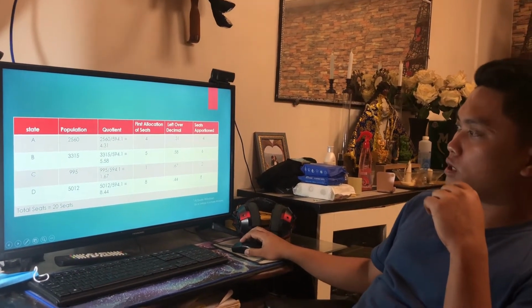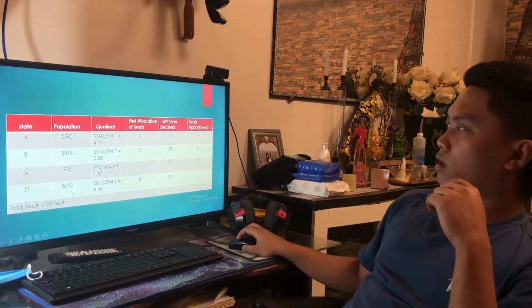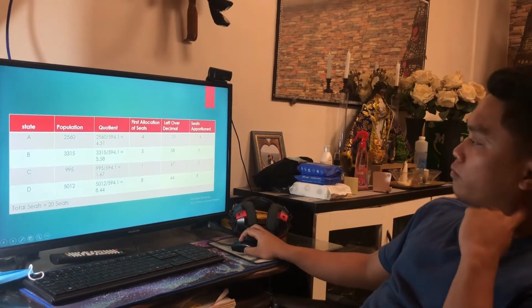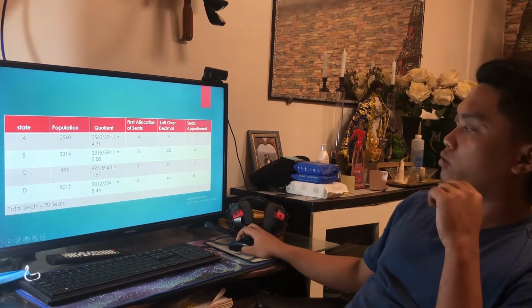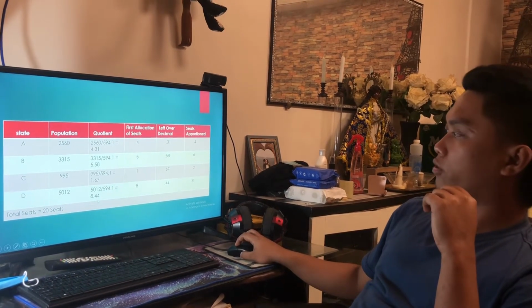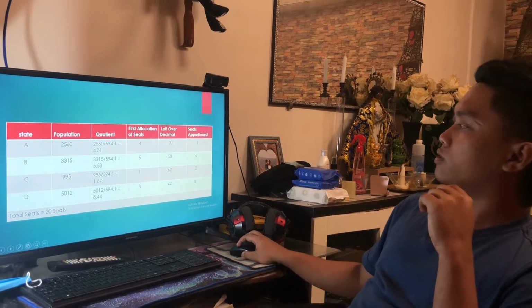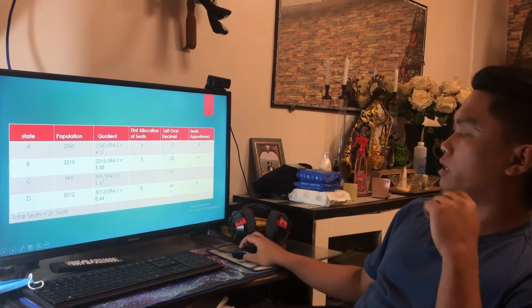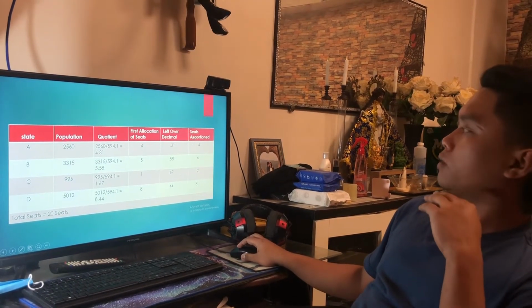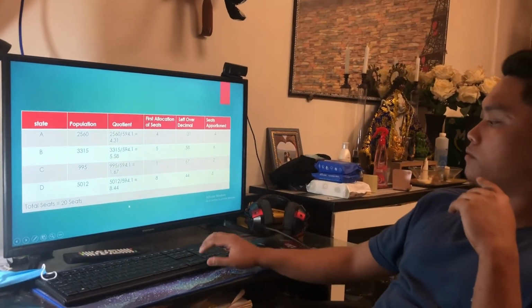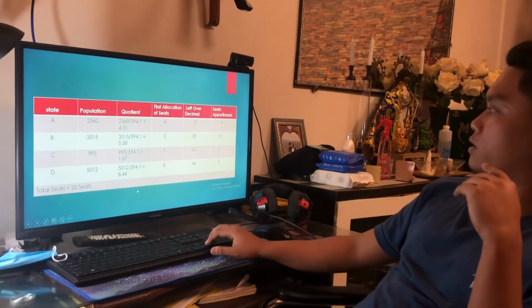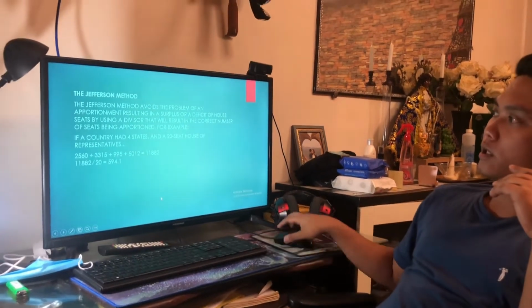And state D is 5,012, and the quotient is 5,012 divided by 594.1, which equals 8.44. The first allocation of seats is 8, the leftover decimal is 0.44, and the seats appointed is 8, and the total seats is equal to 20. And let's go to the next page, and this is the Jefferson method.